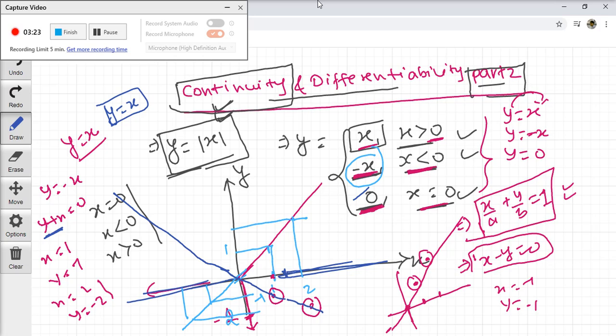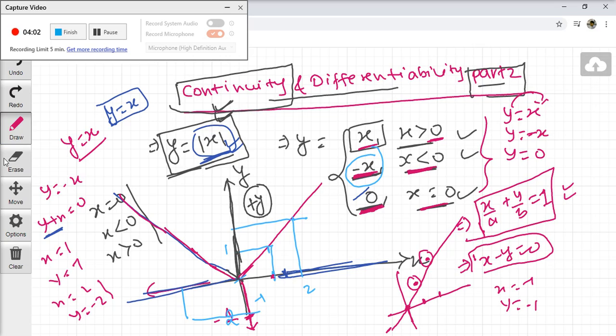As we have seen in the concept of mod x, according to the mod, y should always be positive. All the negative values of y, which you see in the downside, will be crossed, meaning we will just erase this portion. We will draw only the portion above, the plus y side. So the actual graph of mod x is like this, which I am drawing in red pen. This is the graph of y is equal to mod x.